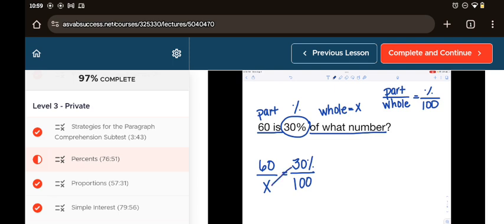Now I'm going to cross multiply. X times 30 is 30x. 60 times 100 equals 6,000. The 30 is multiplied to the x. I want to divide it to get rid of it, but whatever I do on one side of the equal sign, I also have to do to the other side of the equal sign. That leaves me with x equals by itself.